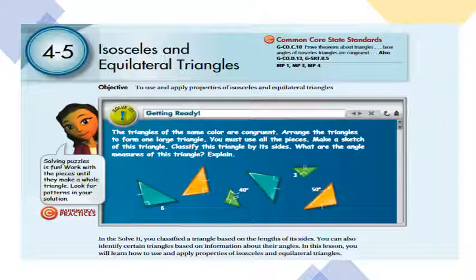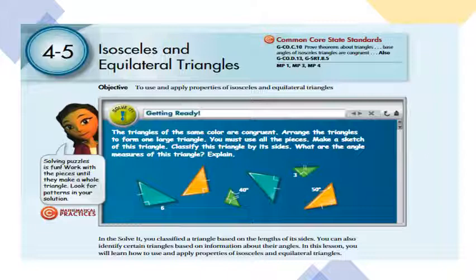Okay, so you classify the triangle based on the length of its sides, and you can also identify certain triangles based on information about their angles. We took this before. In this lesson, you will learn how to use and apply properties of isosceles and equilateral triangles. Okay, let's recall what we took before.